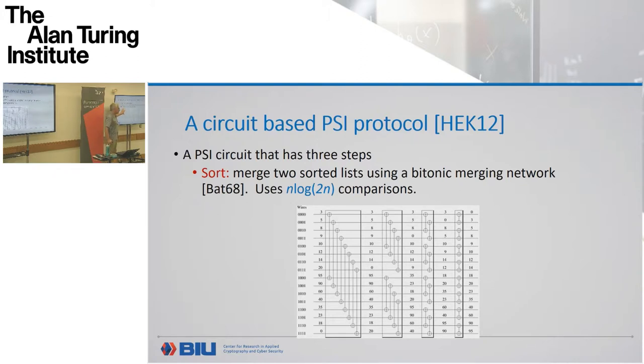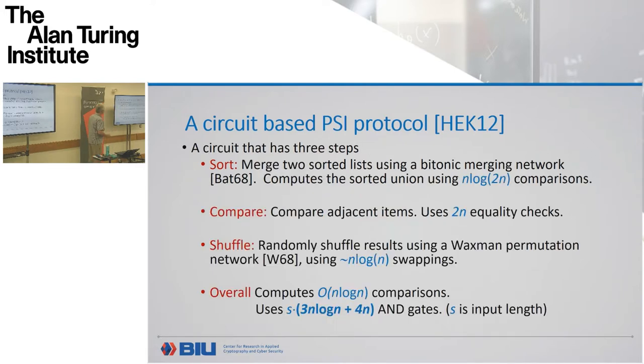lists of size n. Each thing here is a comparison which takes this value and the other value, compares them, and outputs them in sorted order. And using exactly n log n comparisons, you can get the sorted list, basically merge to a sorted list. So the whole circuit works like that. Each party sorts its list. They insert the list to a bitonic merging network, the one I've seen before, which outputs a sorted union of the two lists. Now, if Alice and Bob had the same item, then in the sorted union, the two copies of that item would be adjacent to each other.